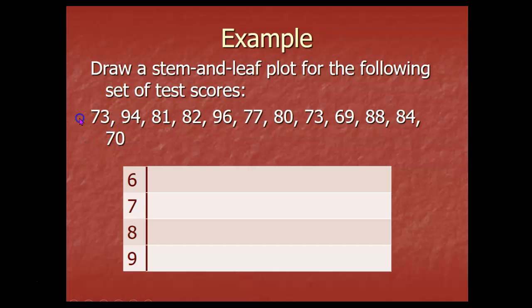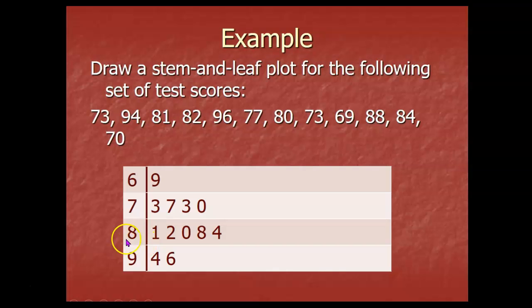The first number on the list, before I sorted it, was 73. So growing off the 7, we're going to have a 3. Then growing off the 9, we're going to have a 4. Do you see what I'm going to do next? There's an 81, so what am I going to do with that? Yeah, I'm going to put a 1 after the 8. Then we have an 82, so that goes there. A 96, a 77, and so on. So when we're all done placing all the numbers, here's what it looks like.